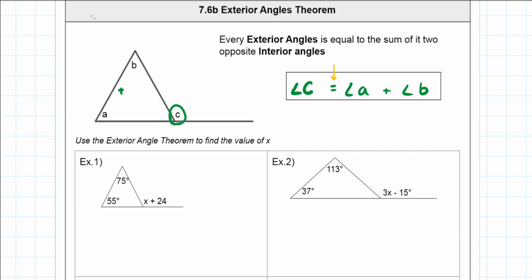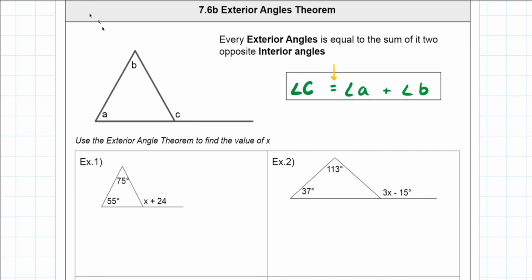Exterior angles, this could be a star for all we care. Star is equal to box plus happy face. They're just symbols. So it's more important not to know that C, A, and B are the letters we use in the theorem, but more important to know it as: the exterior angle is equal to the sum of the opposite interior angles.